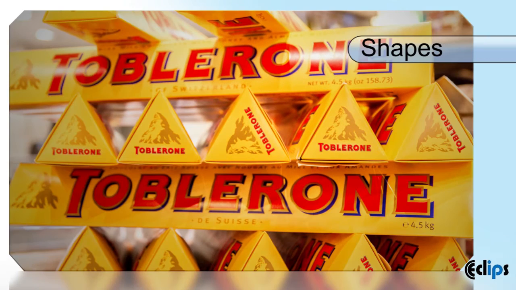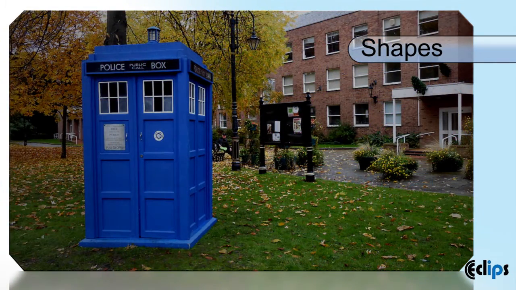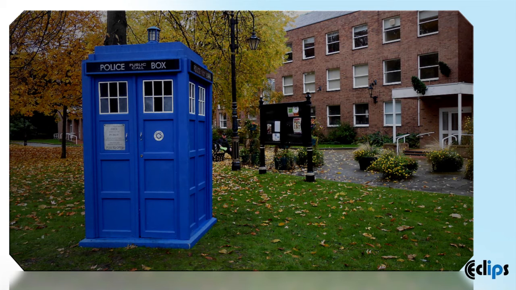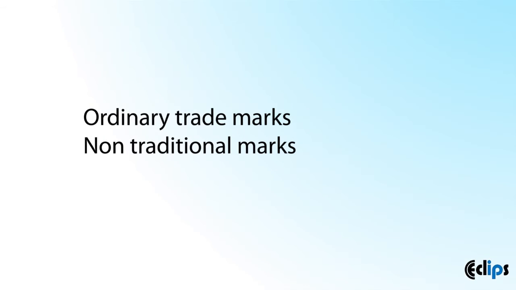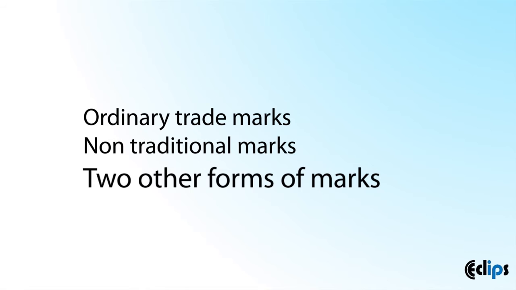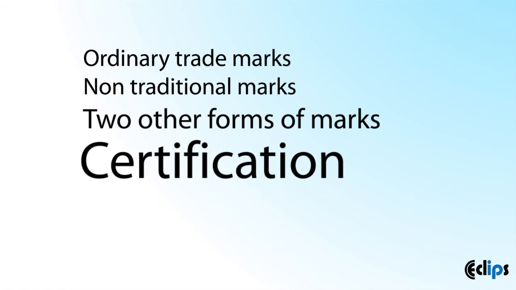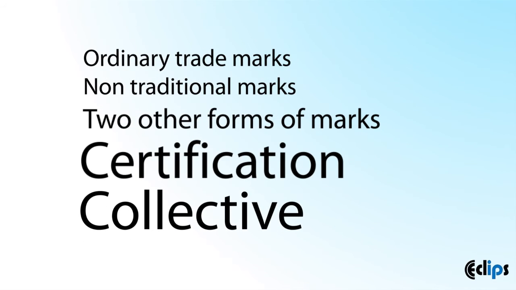The triangular chocolate bars of Toblerone are shape trademarks. And the BBC have a shape mark in the form of the Metropolitan Police Box, which is a successful mark used on materials, posters, toys and other merchandise promoting the Doctor Who series. In addition to ordinary and non-traditional trademarks, there are 2 other forms of marks. These are certification marks and collective marks.